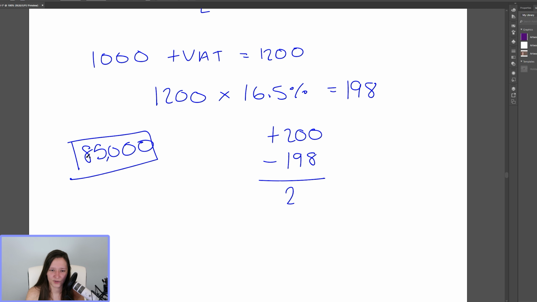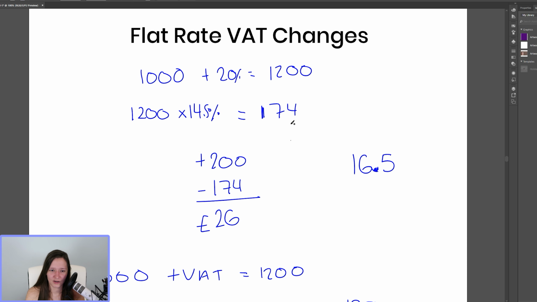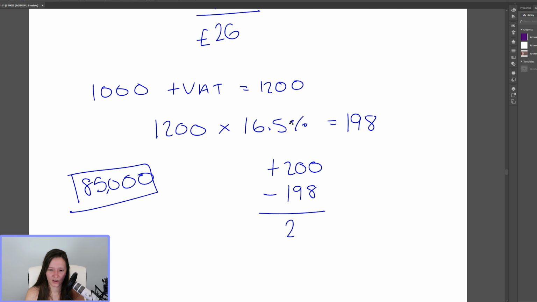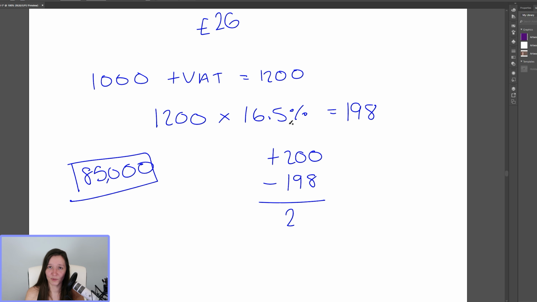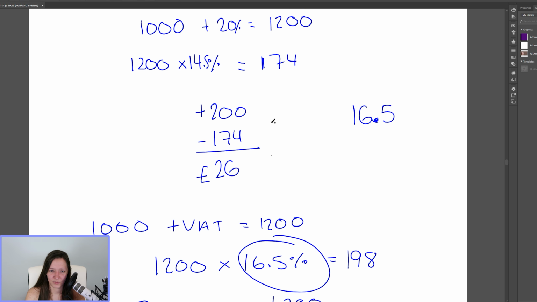So that's the comparison between the old flat rate scheme and the new flat rate scheme with the limited cost trader 16.5%. That gives you a little bit of perspective on what they've done there.